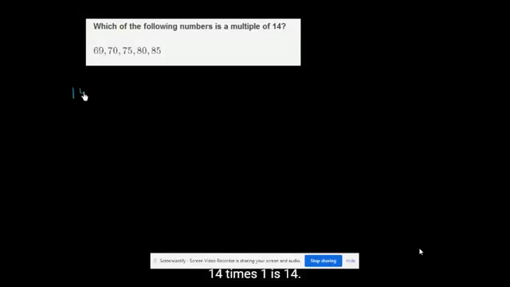14 times 1. 14 times 1 is 14. You add another 14. 14 times 2 is 28. Add another 14. Let's see, you add 10, you get to 38.